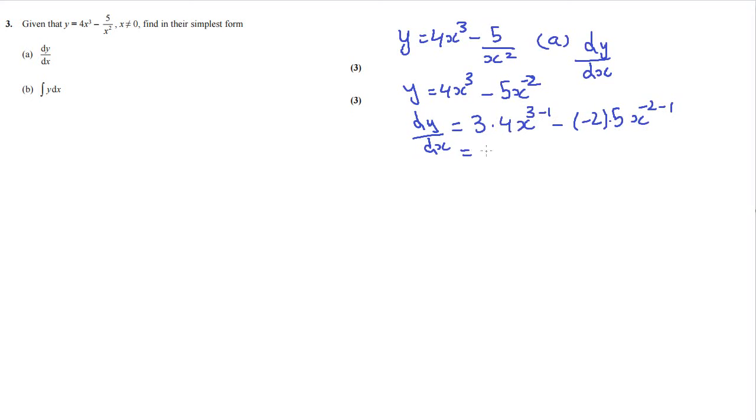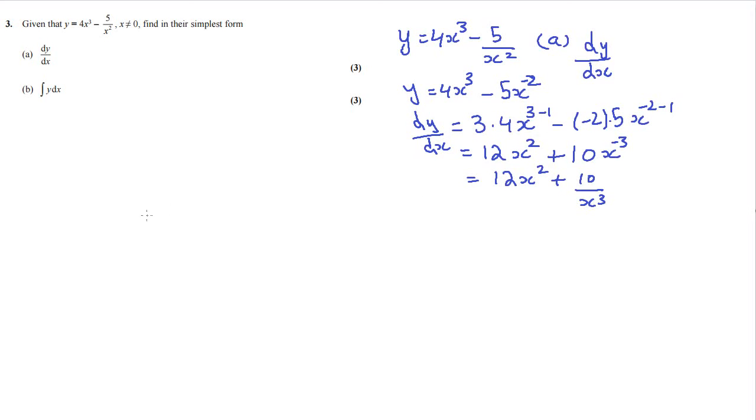So this will be 12, and 3 minus 1 is 2, so 12x squared. And then this minus with this minus becomes plus 10, because 2 times 5 is 10. And minus 2 minus 1 is minus 3. Now best practice is to rewrite it back. If you have negative powers, bring them back to the denominator. So you have 12x squared plus 10 over x cubed. That should be your answer to the differentiation.